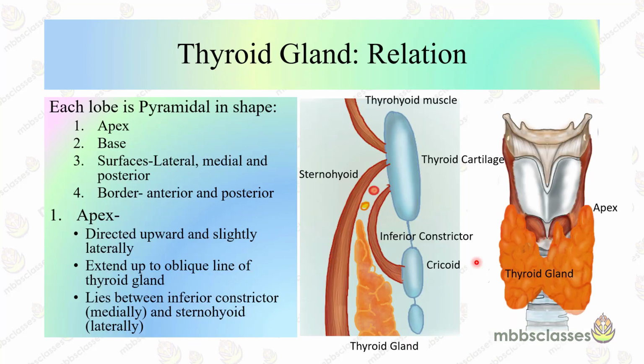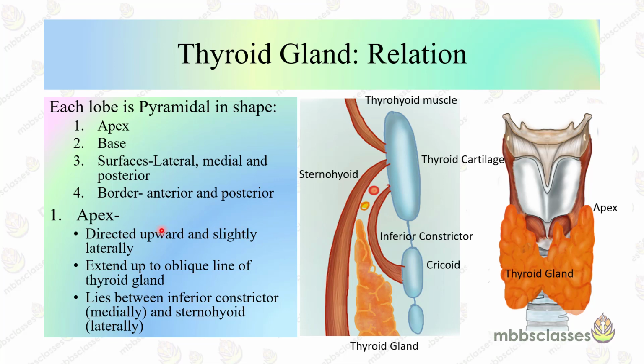So coming to the relations of the thyroid gland. Each lobe of the thyroid is pyramidal in shape, thus it has one apex and one base. It has three surfaces, that is lateral, medial and posterior surface, and two borders, the anterior and posterior border. So we can see from this image, this is each lobe of the thyroid gland. It has an apex, one base, three surfaces, lateral, medial and posterior, and two borders, anterior and posterior.